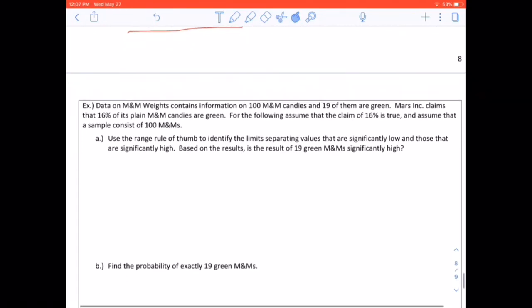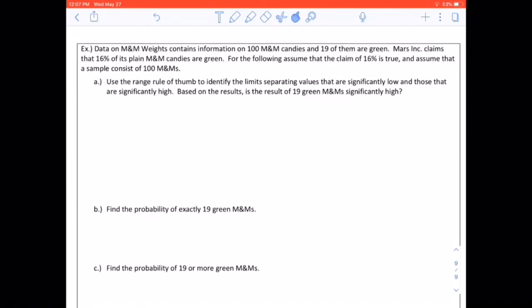So the next example that we have is data on M&M weights, and this is an example that we will work out together in class.